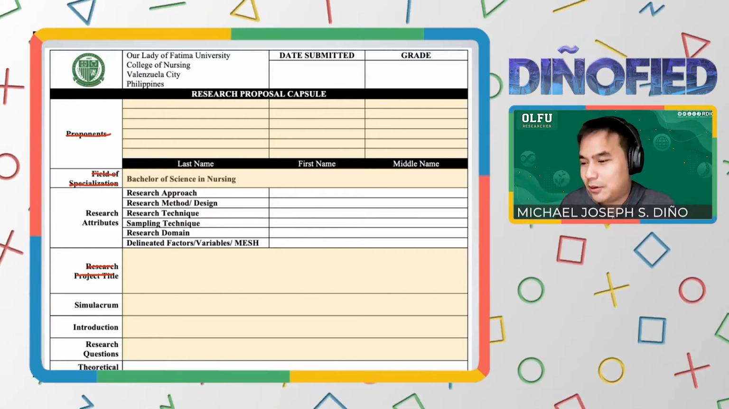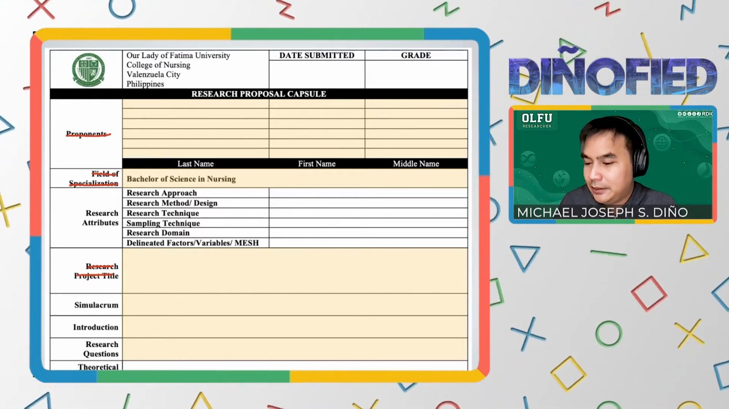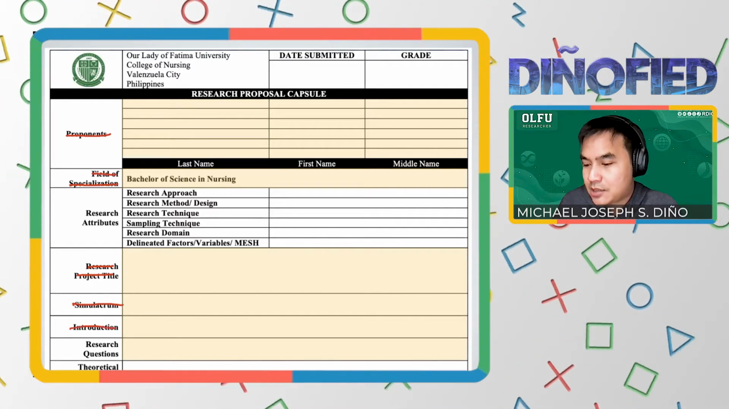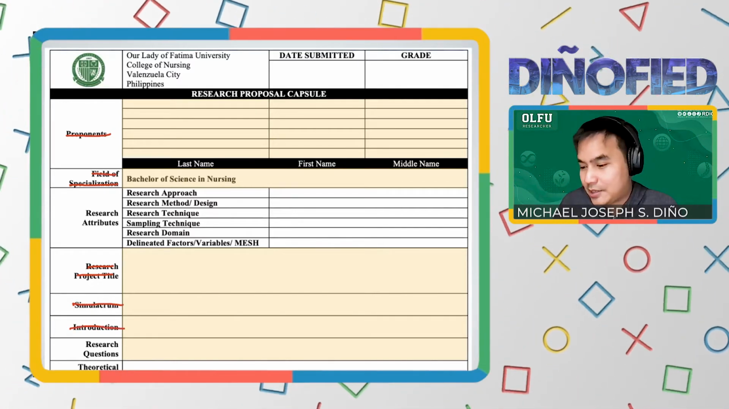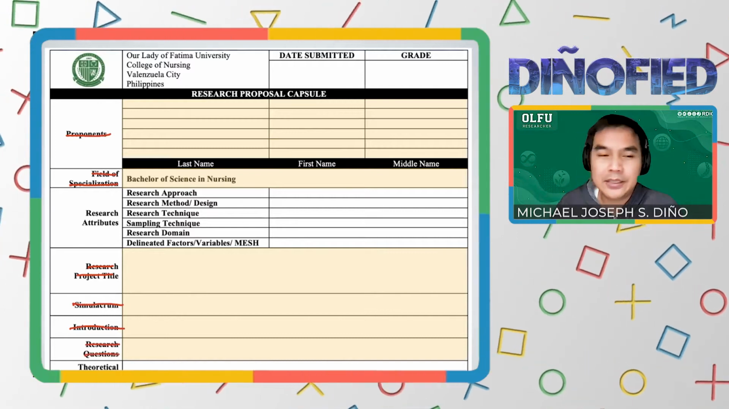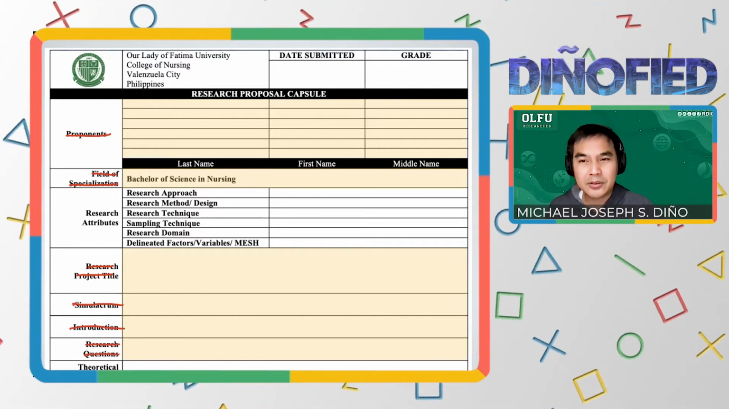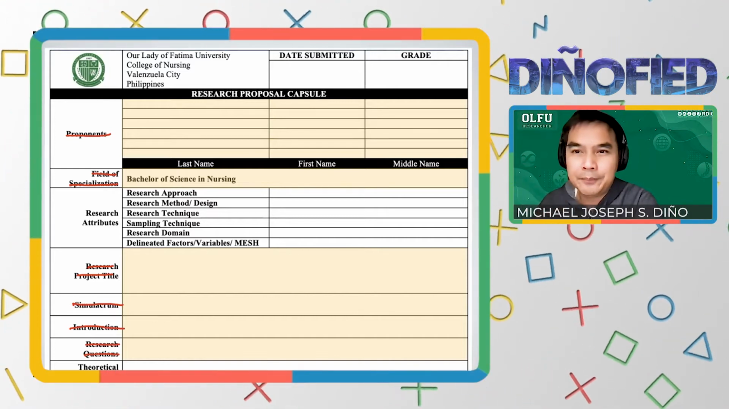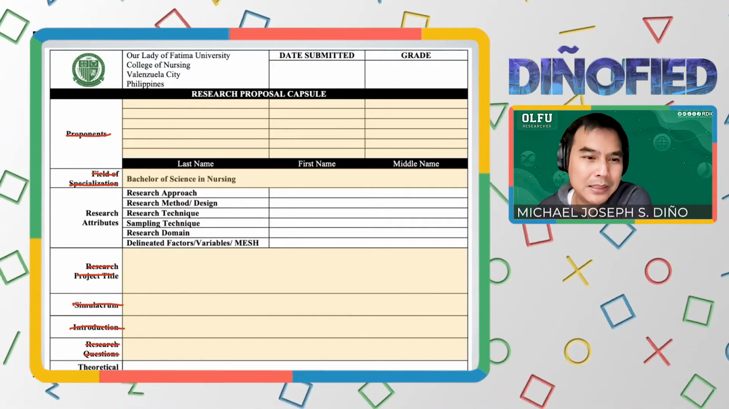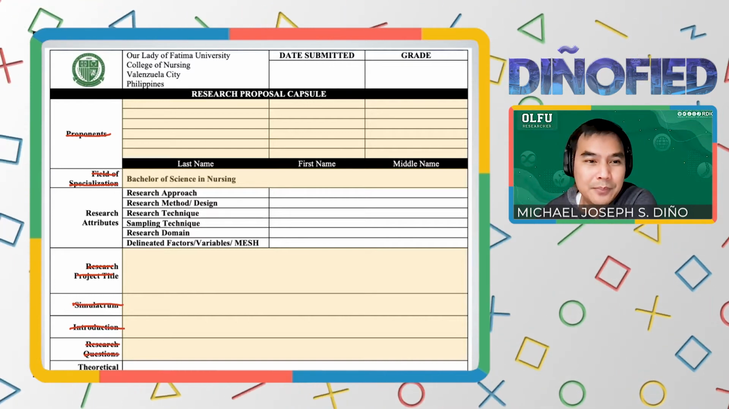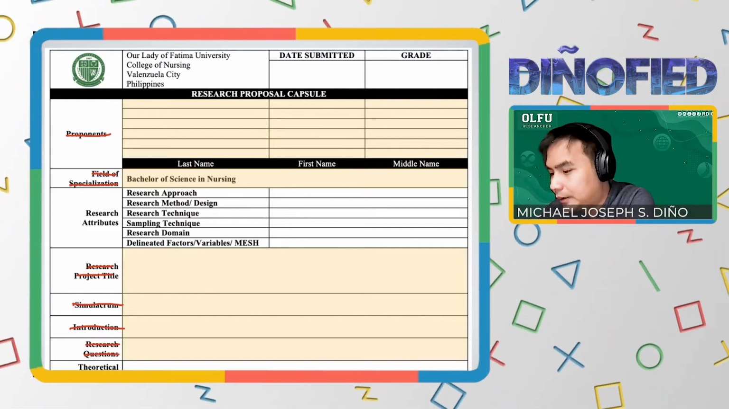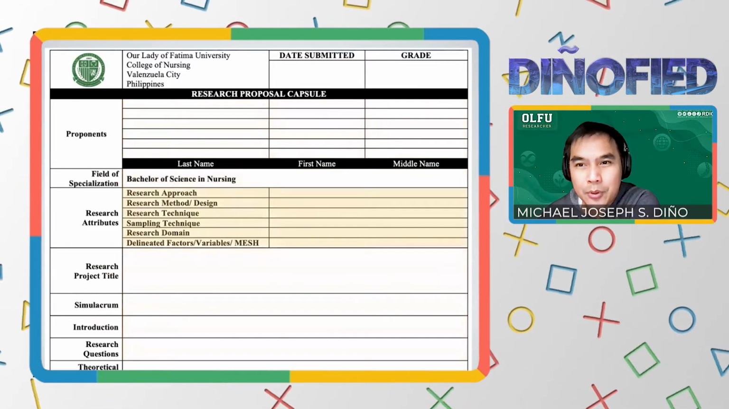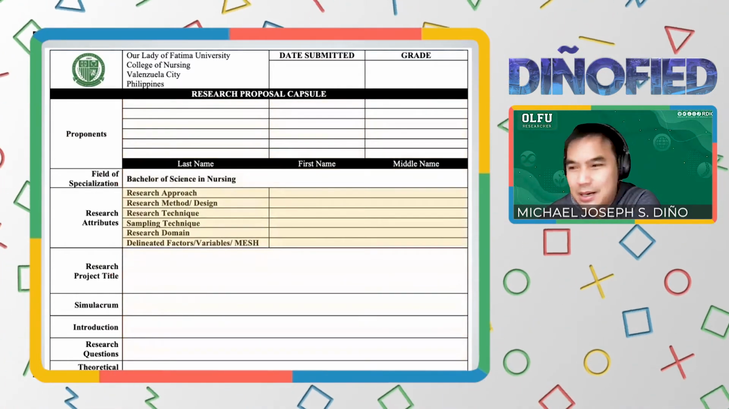So based on the flow of the research, we already finalized your simulacrum. We discussed introduction and academic writing last time, and we also identified your research questions. Your research questions are actually included in the final simulacrum that we refined previously. So at this point, we are now going to fill up this portion of your research capsule.